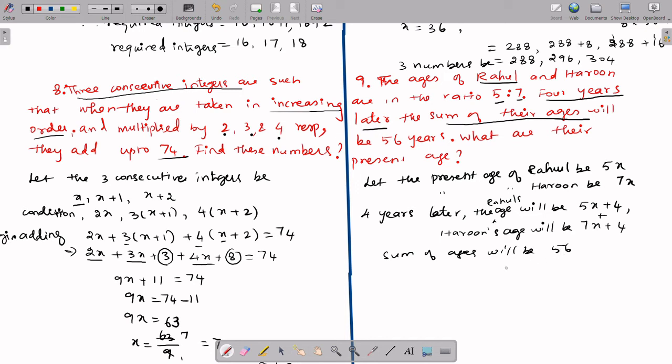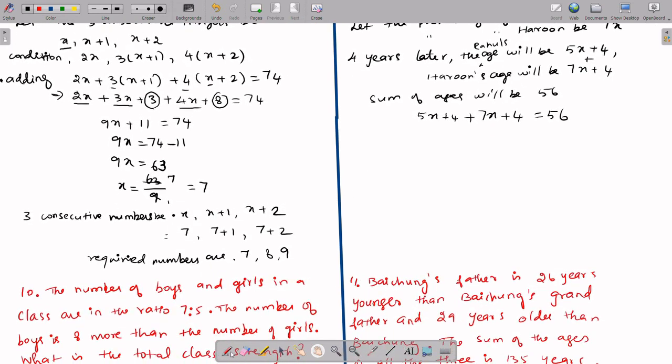That is 5x plus 4 plus 7x plus 4 is equal to 56, isn't it? So you have to add these terms. What is 5x plus 7x? That is equal to 12x. So 12x plus 8 is equal to 56, or 12x is equal to 56 minus 8. What is 56 minus 8? 56 minus 8 is 48. Or you have x is equal to 48 divided by 12.